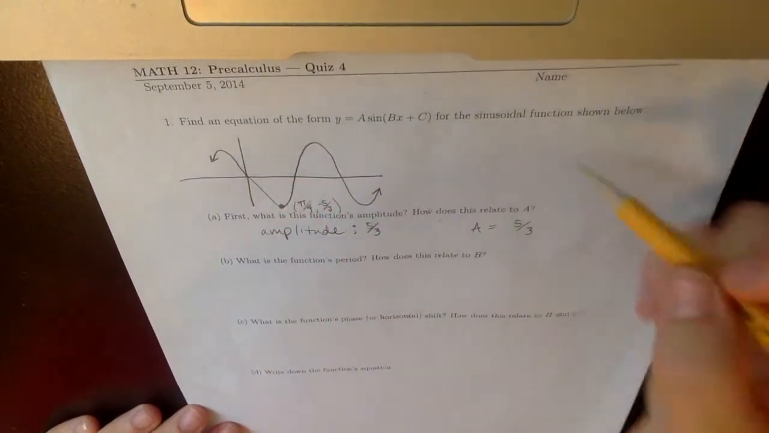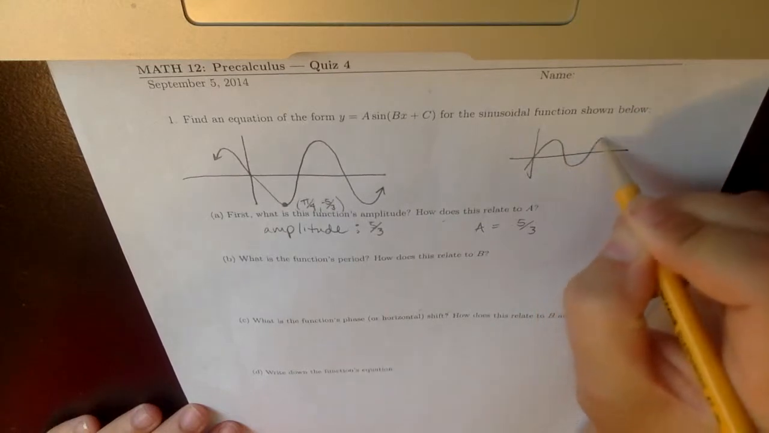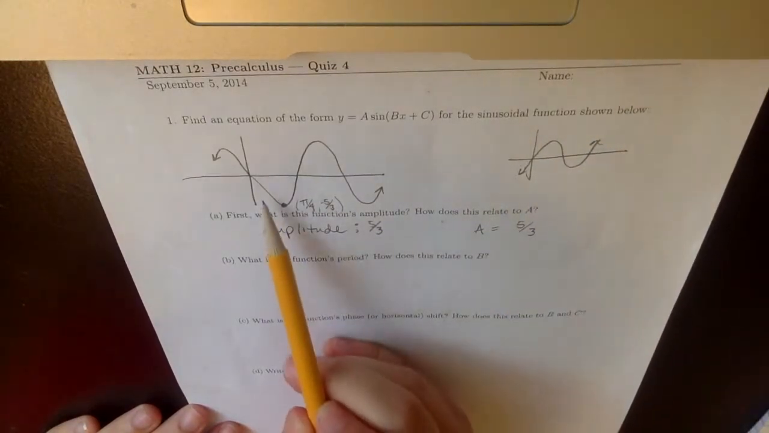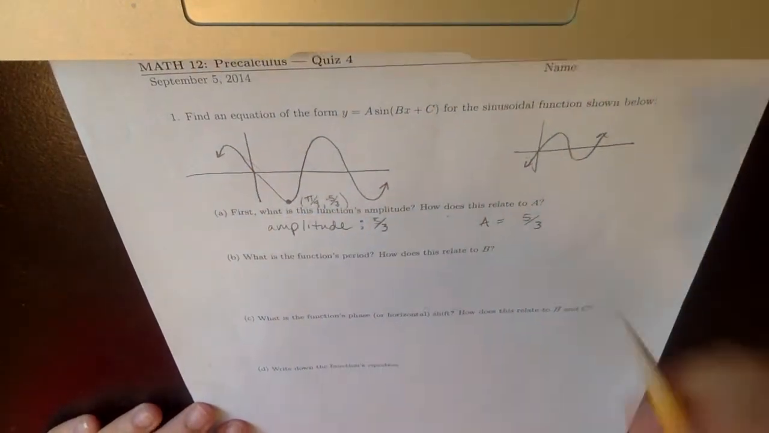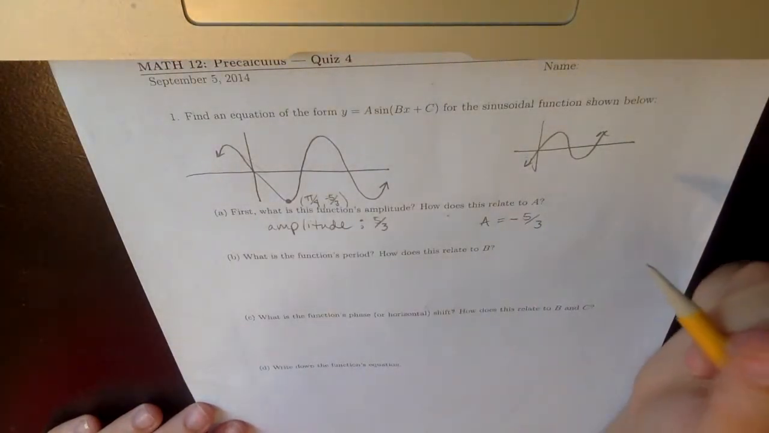Now, since a normal sine looks something like this, it passes upwards through 0, 0 and continues around, we know that this is negative, right? So we're going down through the point 0, 0, so we're going to reflect it about the x-axis. So a is negative 5/3.